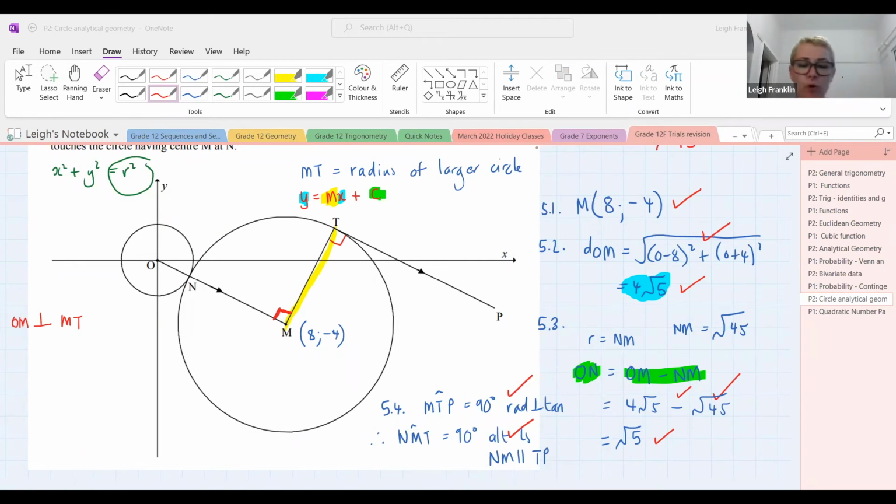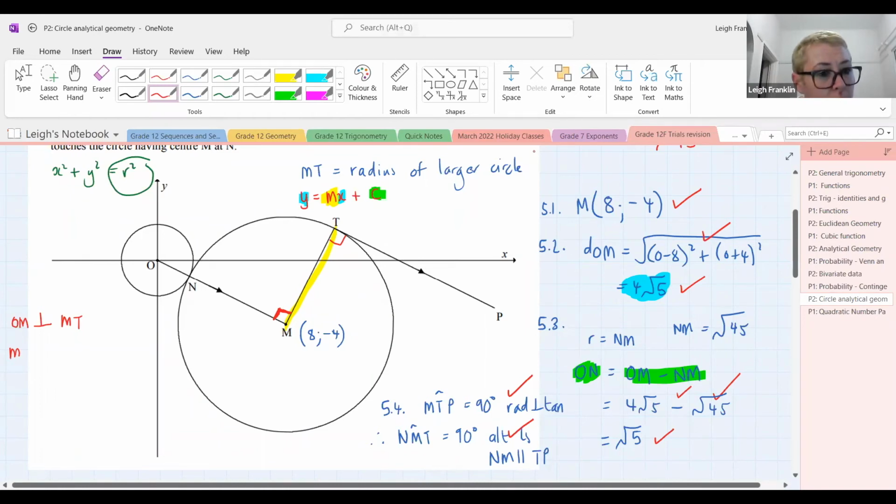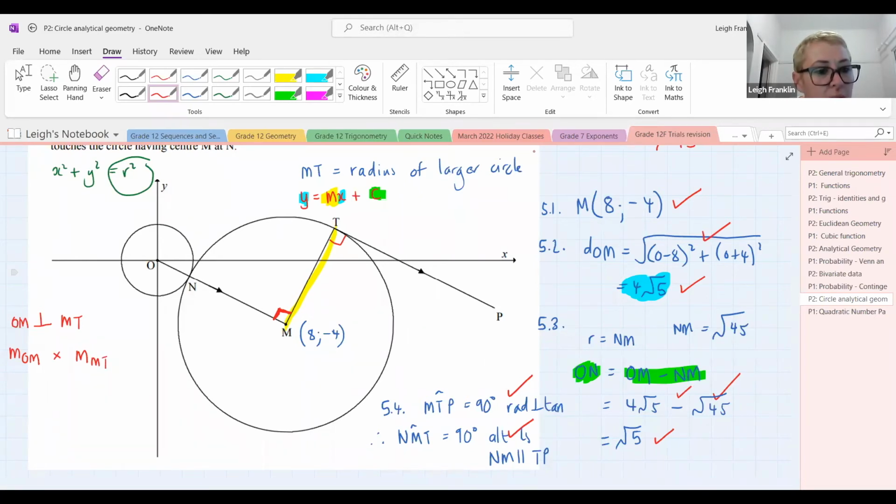If lines are perpendicular, what does that mean about their gradients? When we multiply them, we get -1. That's quite right, Kamogela. So in other words, if we have the gradient of OM and we multiply that by the gradient of MT, we get -1. Very, very important. The product of their gradients is -1.